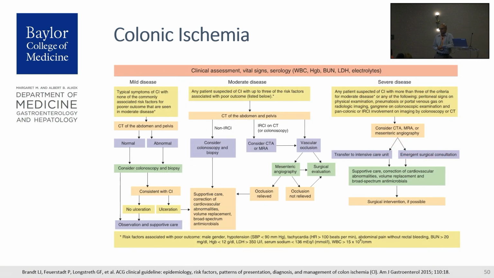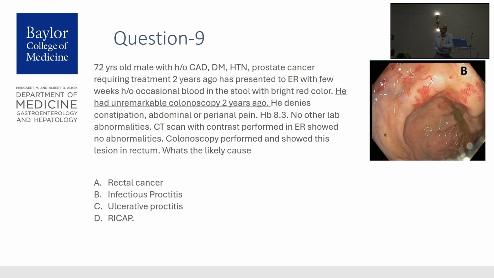Okay, one more topic maybe. This is a 72-year-old male with prostate cancer who required treatment 2 years ago. He came with rectal bleeding. What is that? This is also something we get quite often.